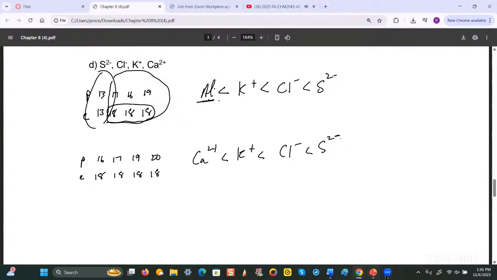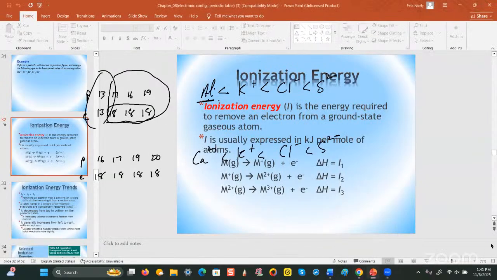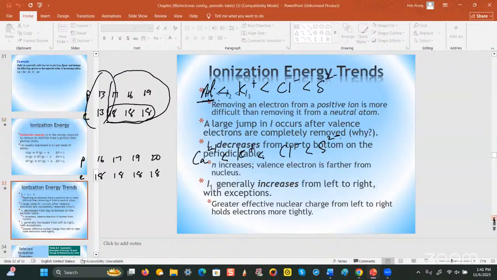So I think I'm going to stop here because the next topic is a bit involved. That's called the ionization energy trends. All right, so that's the next topic we're going to discuss. And that's it for today.